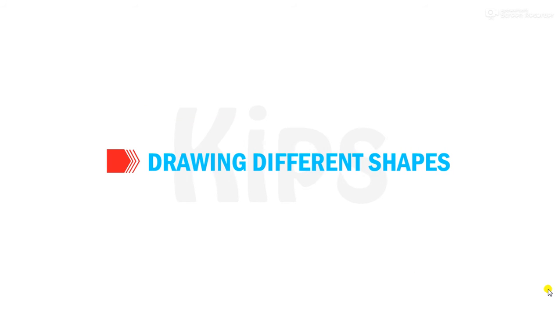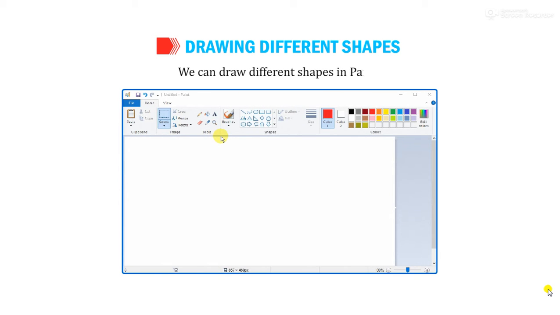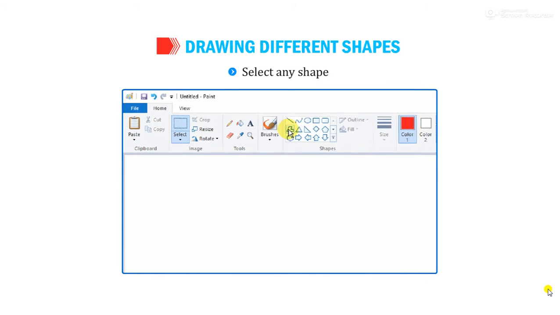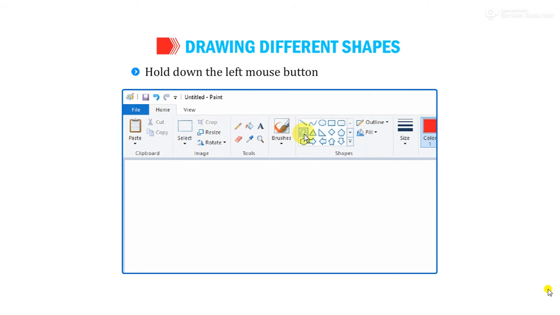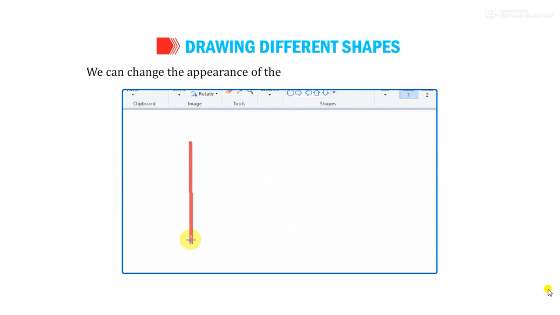Let us learn how to draw different shapes. We can draw different shapes in Paint. The ready-made shapes are available in the Shapes group at Ribbon. Select any shape. Hold down the left mouse button and drag the mouse. We can change the appearance of the ready-made shapes as per our need.